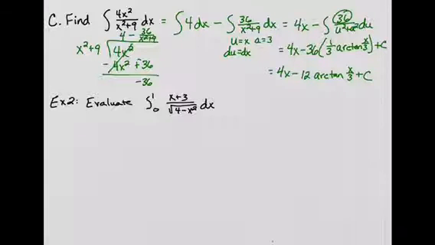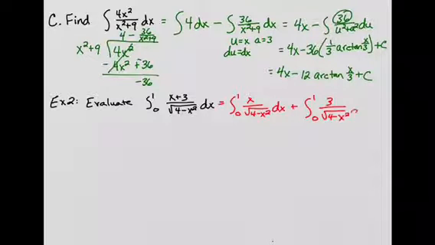So the other thing I would immediately do right off the bat here is try and split this up. So I would get the integral from 0 to 1 of x over the square root of 4 minus x squared dx, plus the integral from 0 to 1 of 3 over the square root of 4 minus x squared dx.